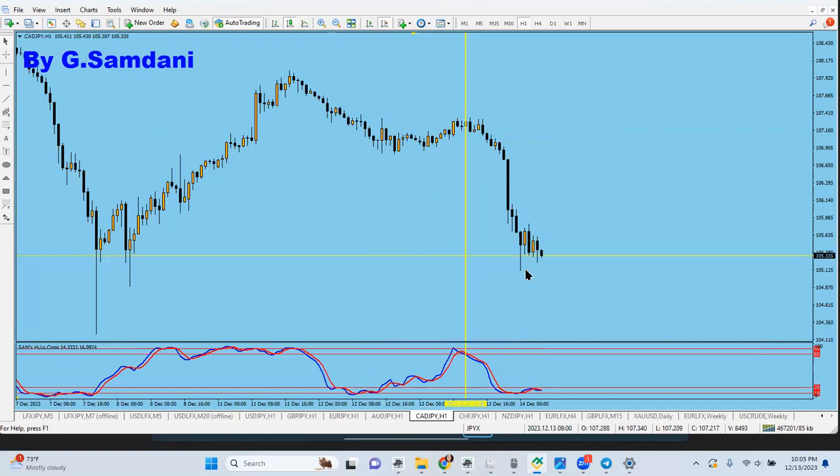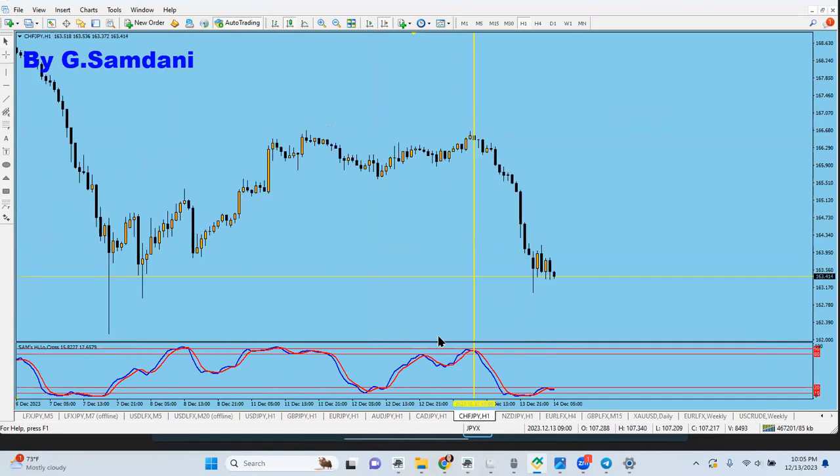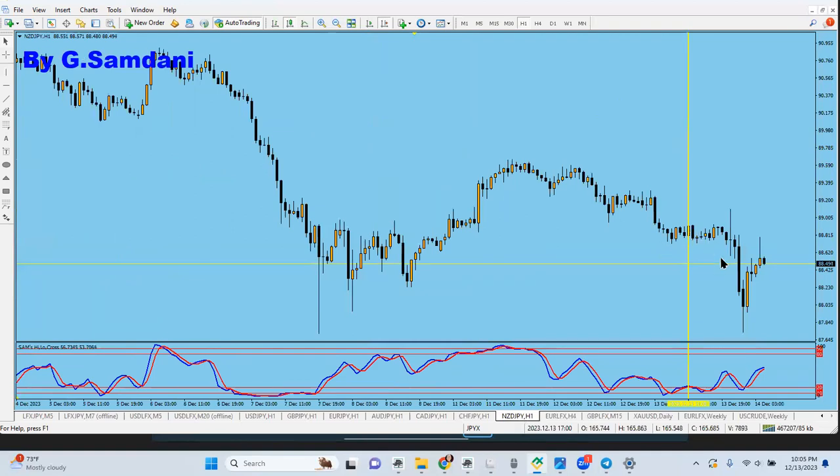CAD yen, this is what happened today. Franc yen, this is what happened today. And your New Zealand, this is what happened. New Zealand and Aussie are getting strong, so that's why they didn't drop much. But like I said, all yen pairs will drop, right?